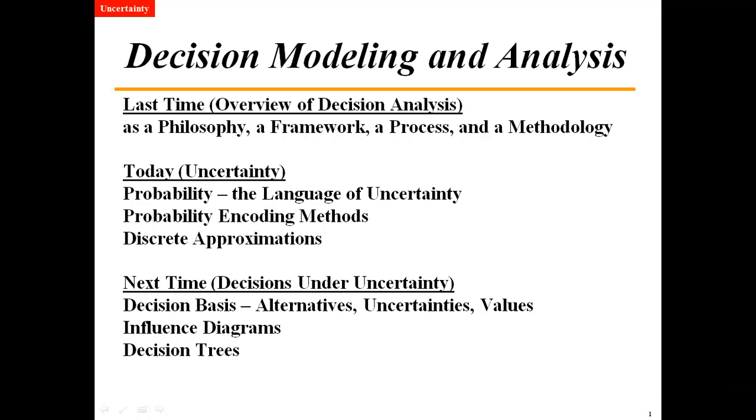Last time we had an overview of decision analysis. We looked at it as a philosophy, a framework, a process, and a methodology. Today we're going to discuss uncertainty. And the three topics we'll talk about are the basic concepts of probability, probability encoding methods, and discrete approximations.